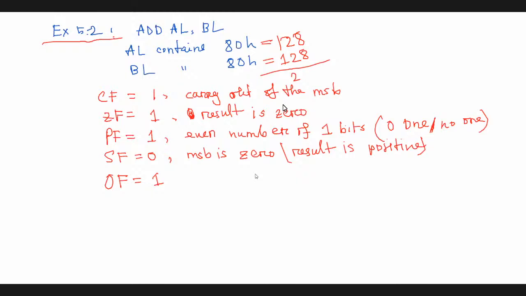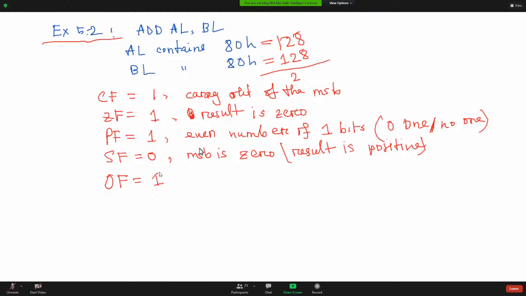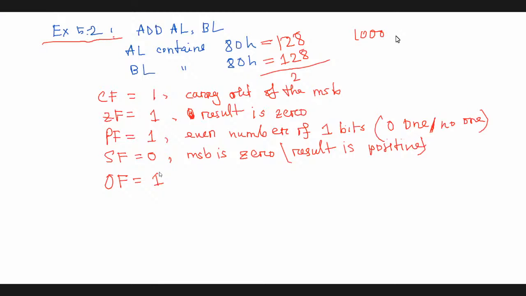You have to get the signed value. 128 is not a signed value, right? Unsigned, sir. Unsigned. So what is the signed value for that? If you make the 2's complement, what do you get? 0 0 0 0. And I think you will get minus 128, right?